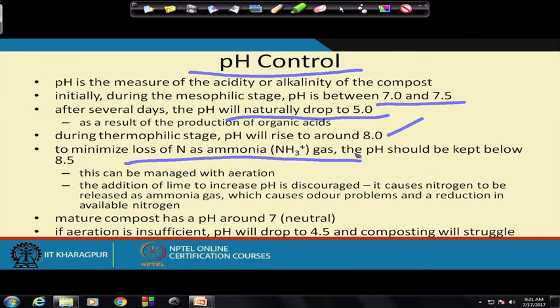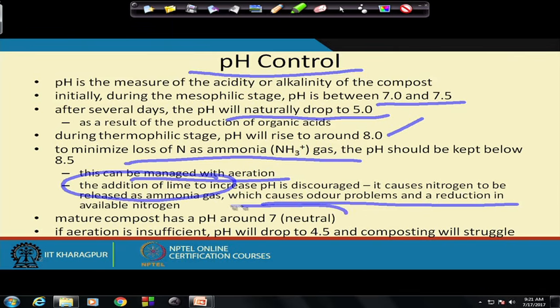So we have to manage this pH, and that's done using aeration. And we don't like to add lime, because if you add lime, it causes nitrogen to be released as ammonia gas. Lime is basic, so ammonia will be released, which causes a smell problem and a reduction in available nitrogen. So your compost quality goes down.